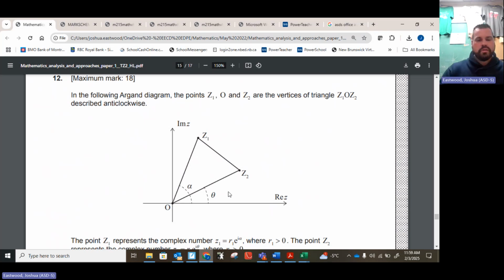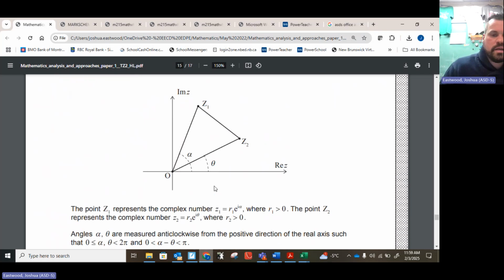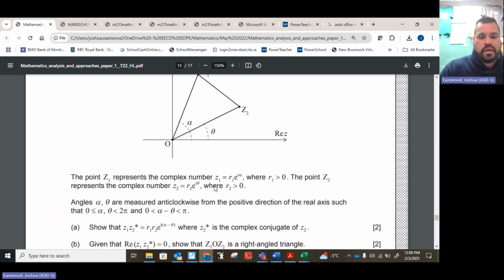So the argument of Z1 is alpha. The argument of Z2 is theta. So it says that these points represent these complex numbers. But it does tell us some information. It says that R1 and R2 are positive. They're bigger than 0. And that alpha and theta are between 0 and 2 pi, and that alpha is always bigger than theta.